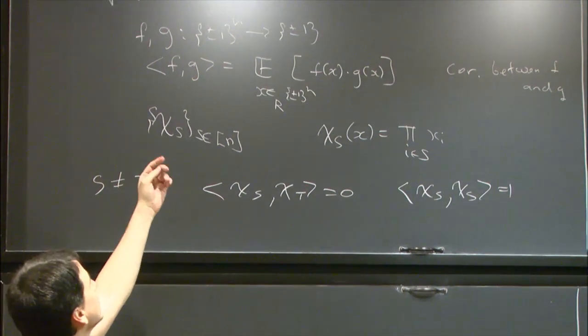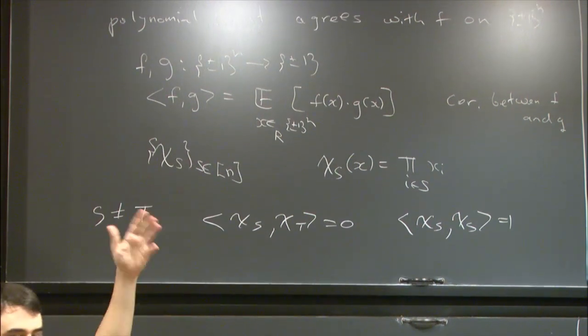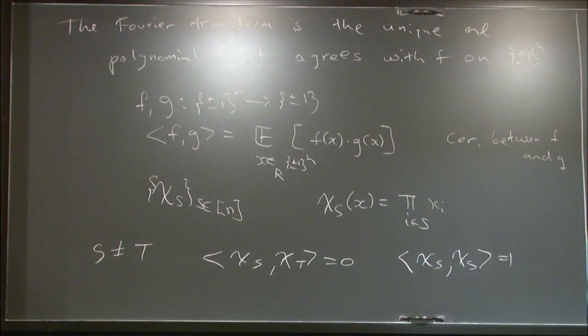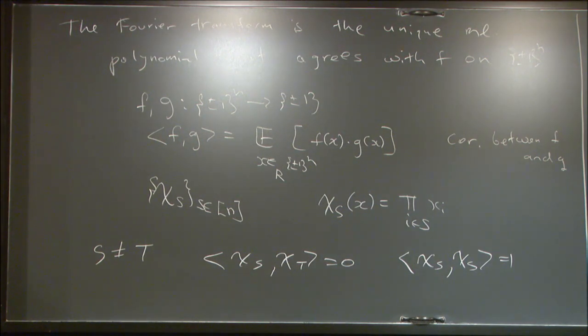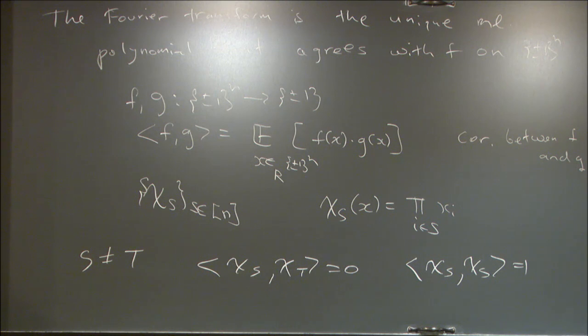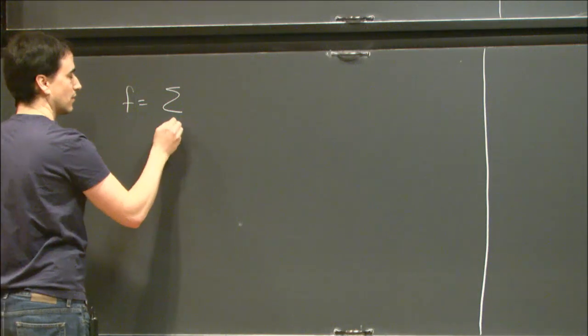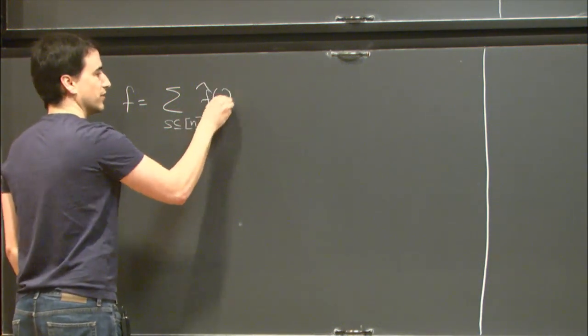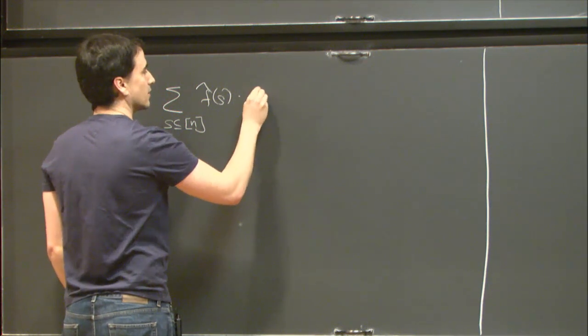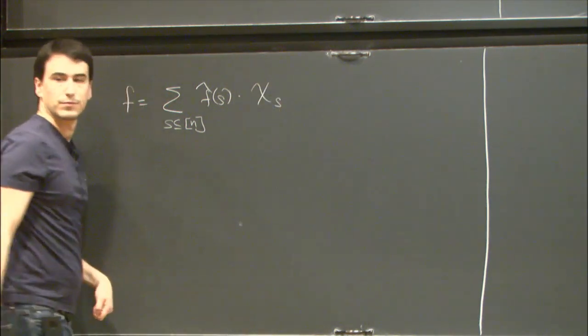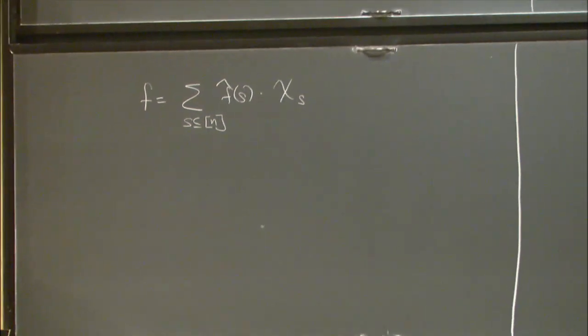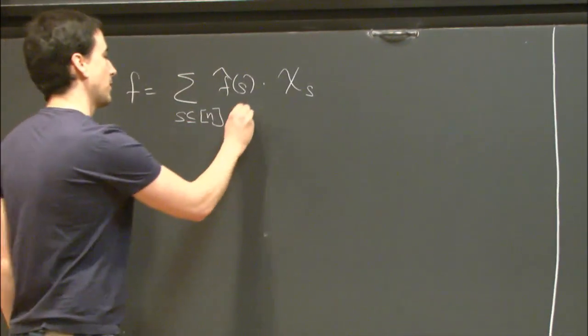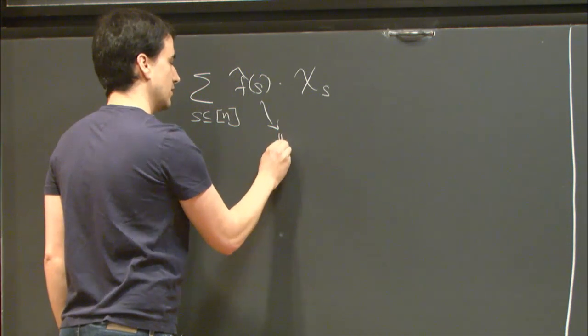We have 2 to the n of them, so this is indeed a basis, because the space of functions from plus minus 1 to the n to the reals is a linear space of dimension 2 to the n. So we found enough linearly independent functions there. That means that this is a basis. So we can write uniquely any Boolean function f in this basis. We have some coefficient, and we have the character. So this is the polynomial, and this is a number in R.